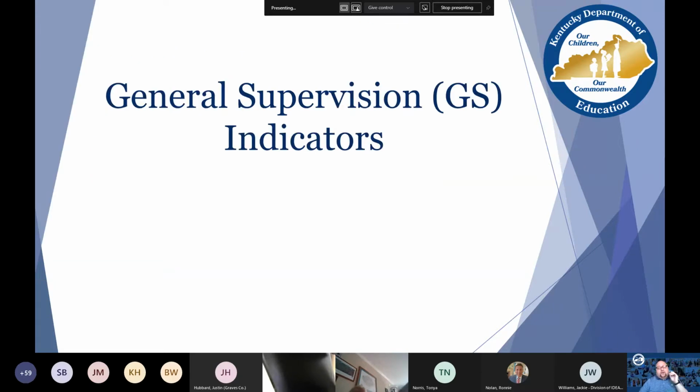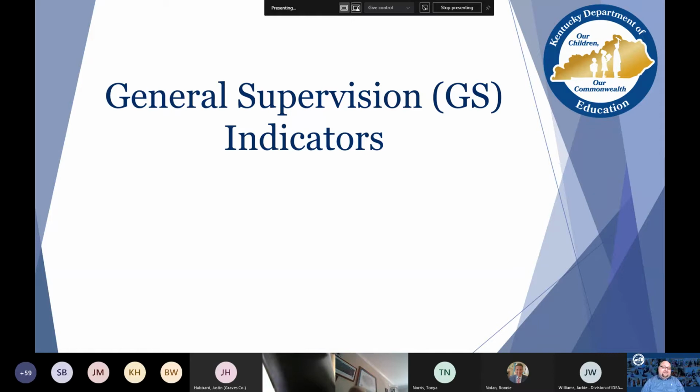So let's start, and we're going to go through each of these GS, general supervision, and PA requirements. And I'm going to highlight some of the things that we have seen over the last couple years that are vitally important, so that if you have had a visit, or if you're going to have a visit, this is 100% what we're looking for.